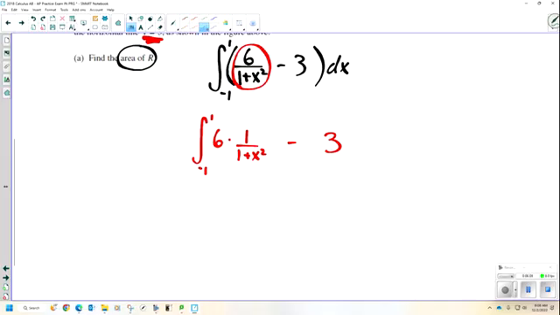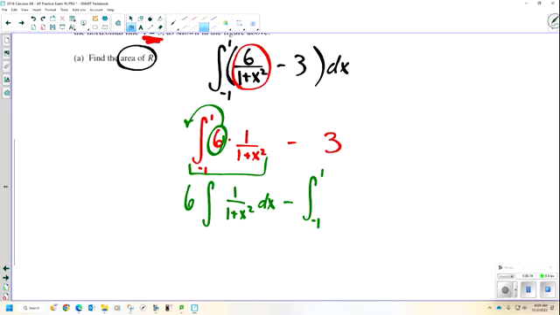And what's so crazy about this right here? It's the following. First of all, this is multiplication, so we're just going to pull this out. So it's 6 times the integration of 1 over 1 plus x squared dx. I am going to split this up so I can pull that 6 out. Minus, because this 6 isn't going to be multiplied by the 3, so that's going to be its own separate integration from -1 to 1 of 3.